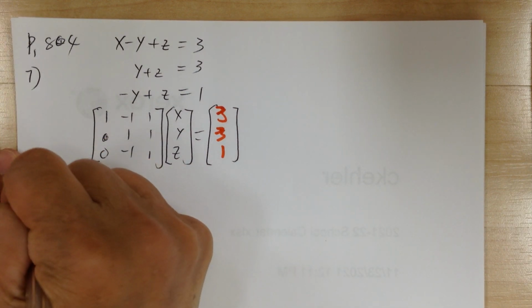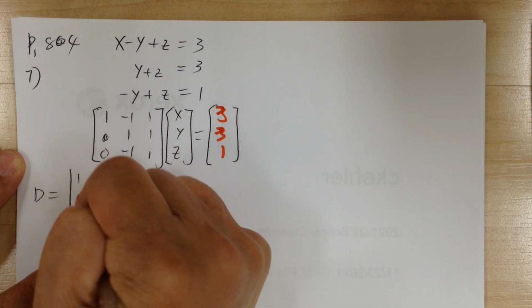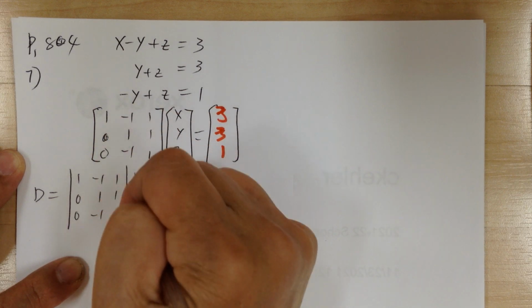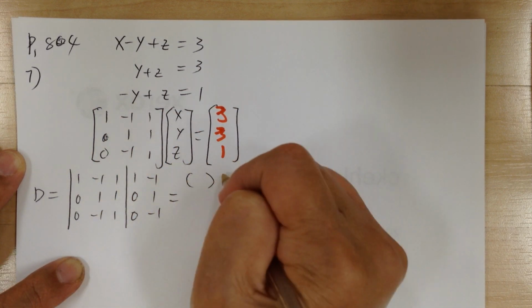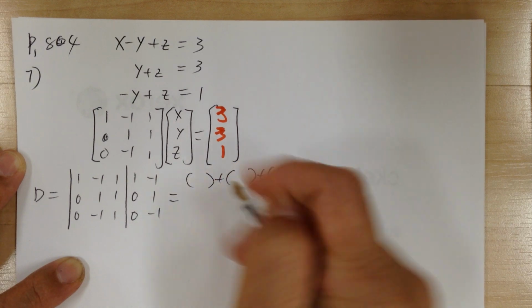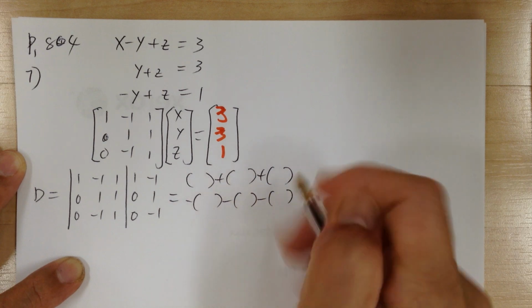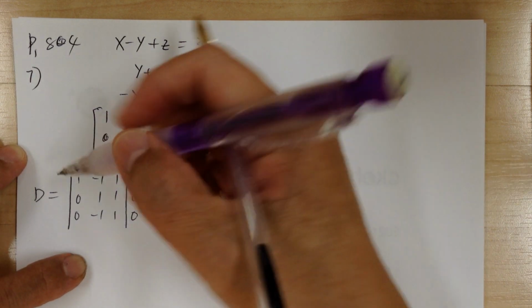Okay, so first find the d. So it'll be 1, 0, 0, -1, 1, -1, 1, 1, 1. Okay? So copy the first two columns. And then get my numbers ready. Right? So one direction is plus, the opposite direction is minus. So all the plus, all the minus. Okay, so let's do the diagonals.